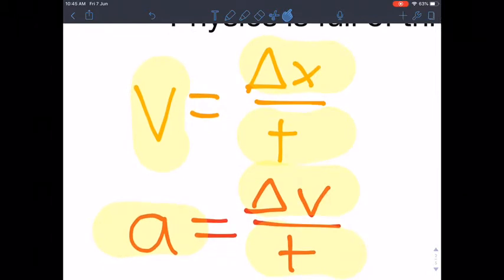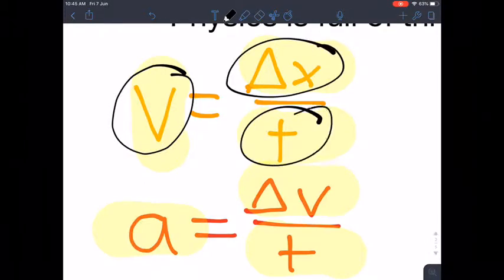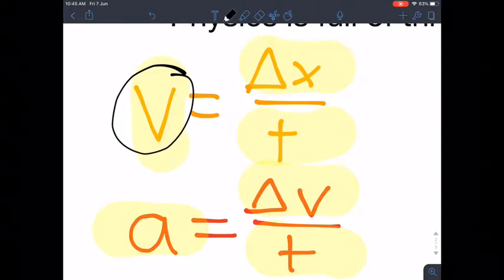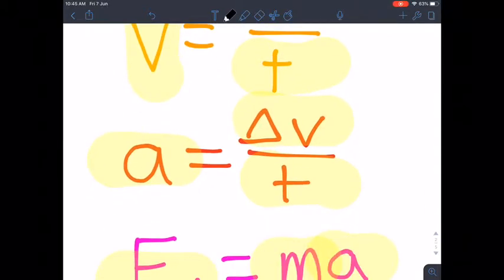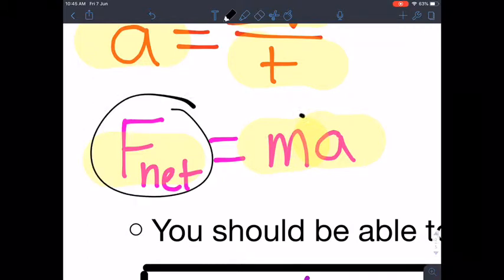So starting with two that you should have probably seen at some point, which is velocity equals the change in position over time. That's three variables, right? One, two, three. Same for this equation about acceleration. This is also three variables. Force, mass, acceleration. Three variables.